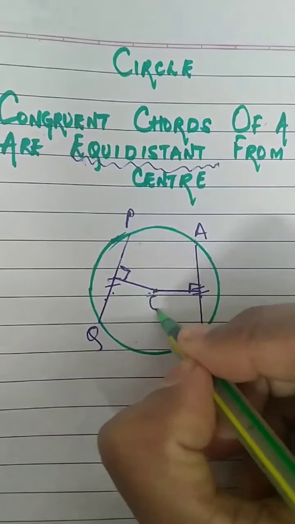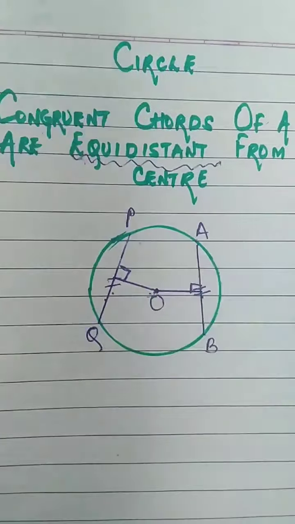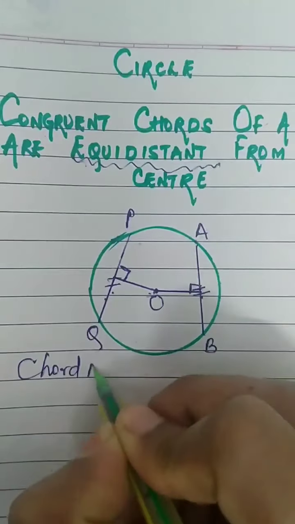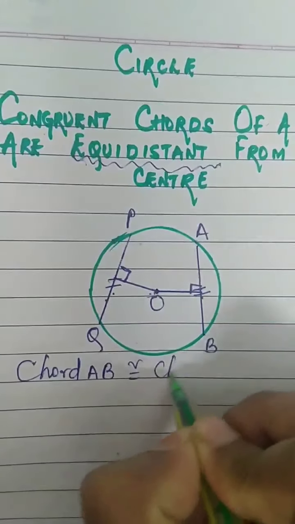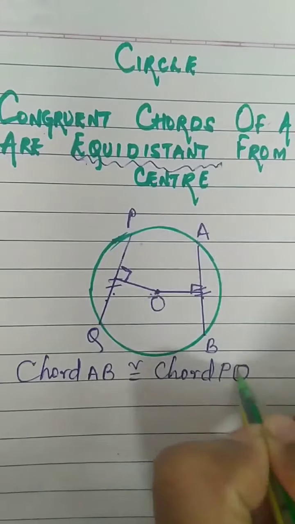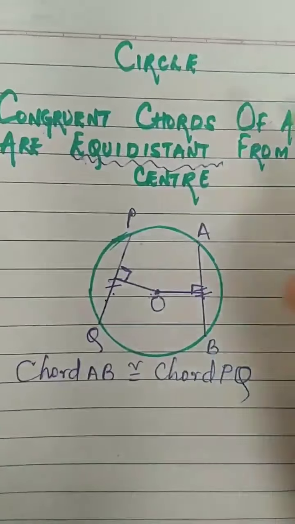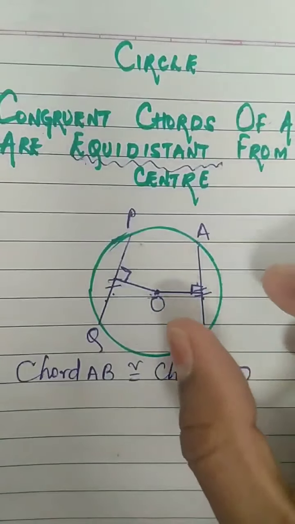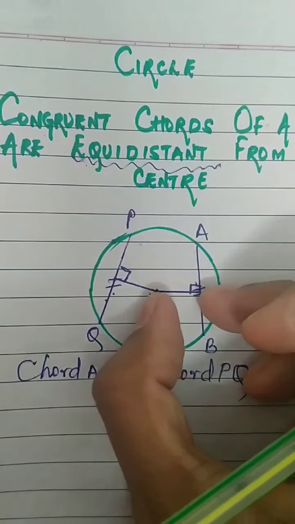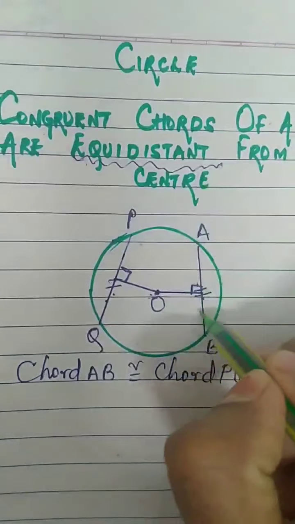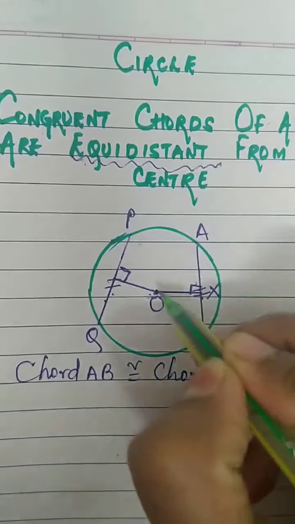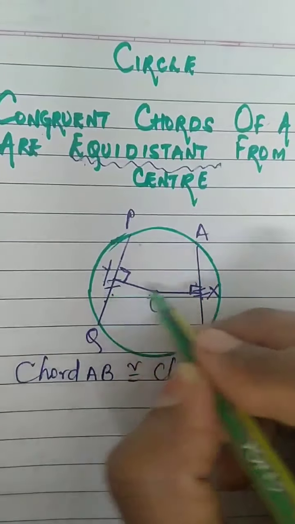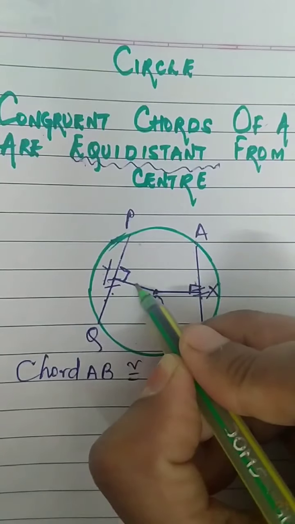So what is the property? I have marked the center O. If chord AB, I'll write chord AB congruent to chord PQ. If there are two congruent chords in a circle, that means you will use this property. If the chords are congruent, means the distance of the chord from the center, this distance I'll take it as OX and this distance I'll take it as OY. The distance of both the chords from the center will also be equal.